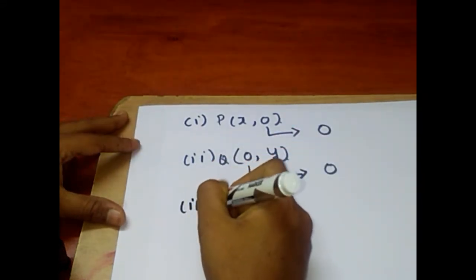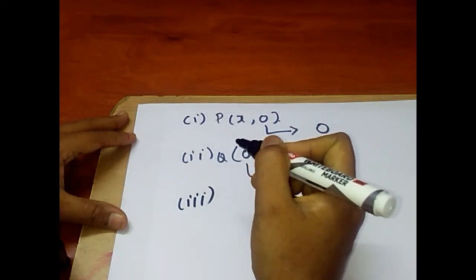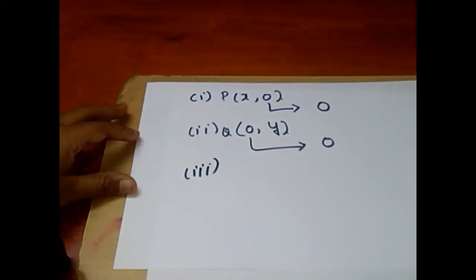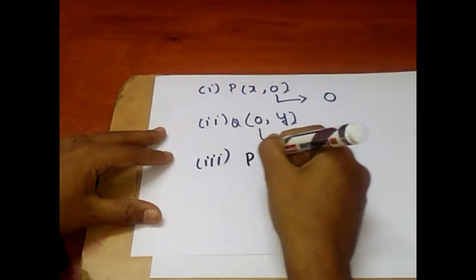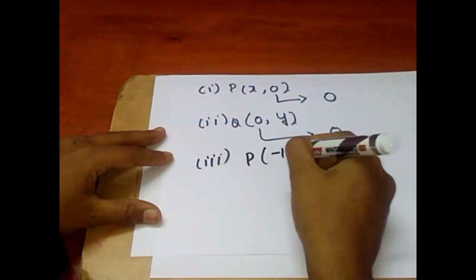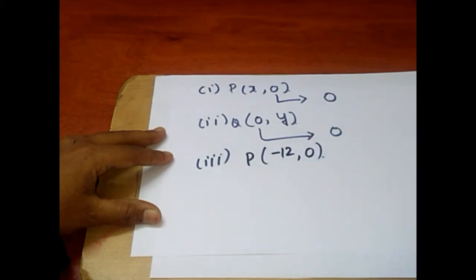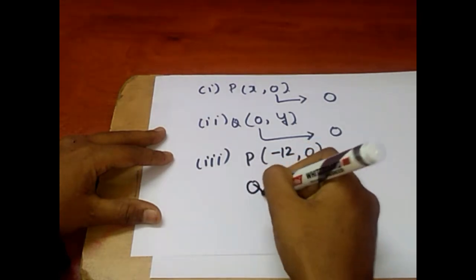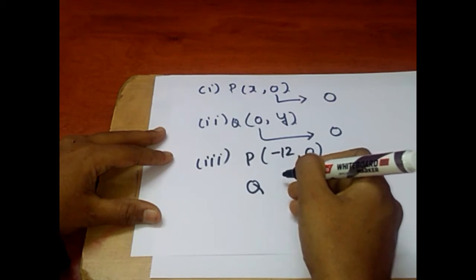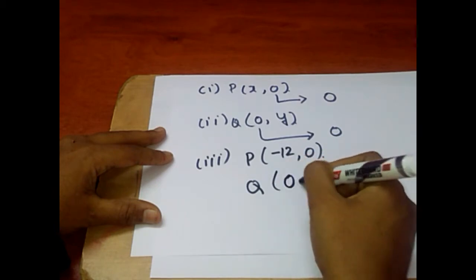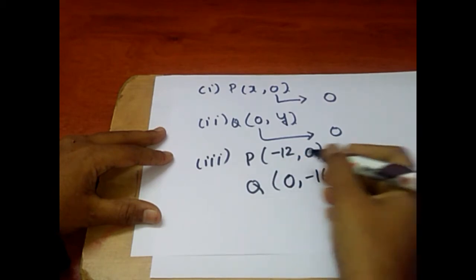Now the sub question 3. It is said that if the abscissa of point P is minus 12, that means the point P is defined as minus 12 comma 0 and point Q is minus 16. So in the point Q, the ordinate is minus 16. Hence it is 0 comma minus 16.